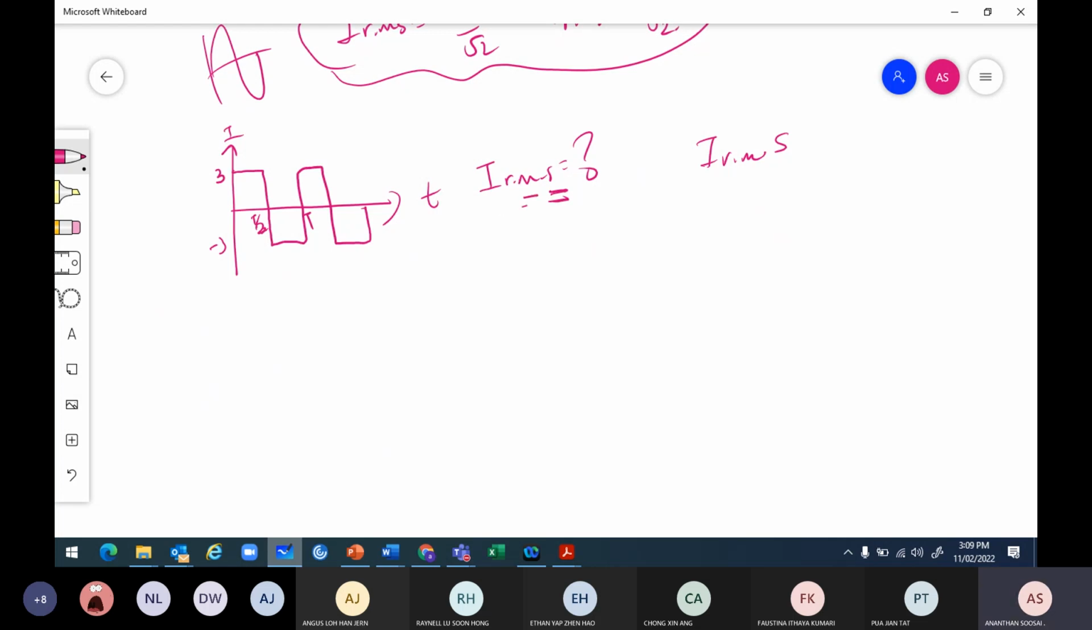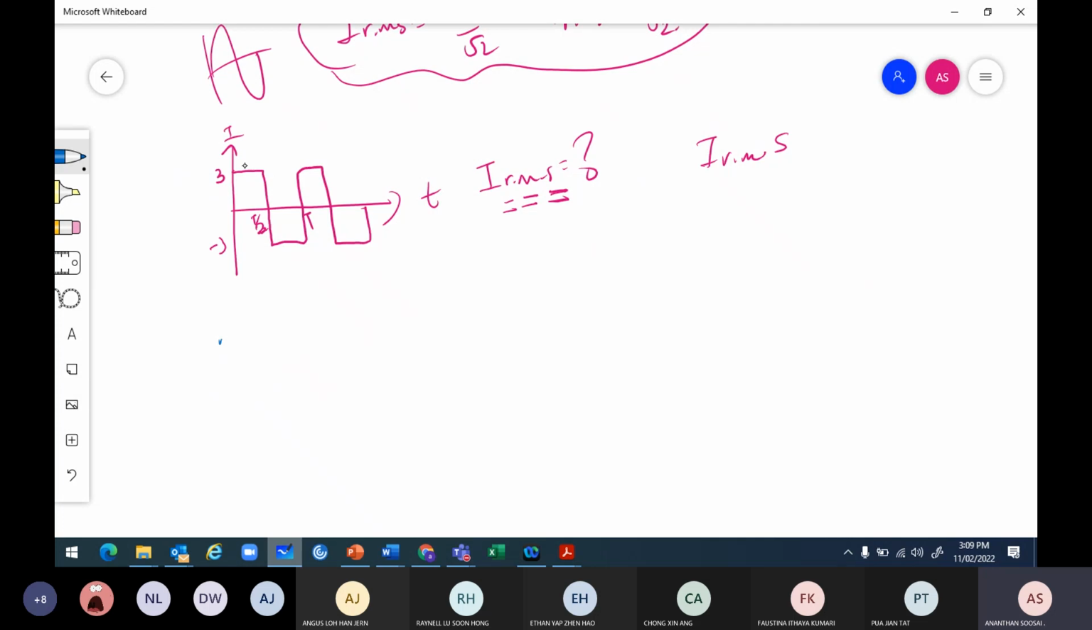Okay, then mean the graph. Then root it, and you will get the RMS value. What I'm trying to say to you is, first, square the graph. For example, let's say for this graph, 3, negative 3, square the graph.